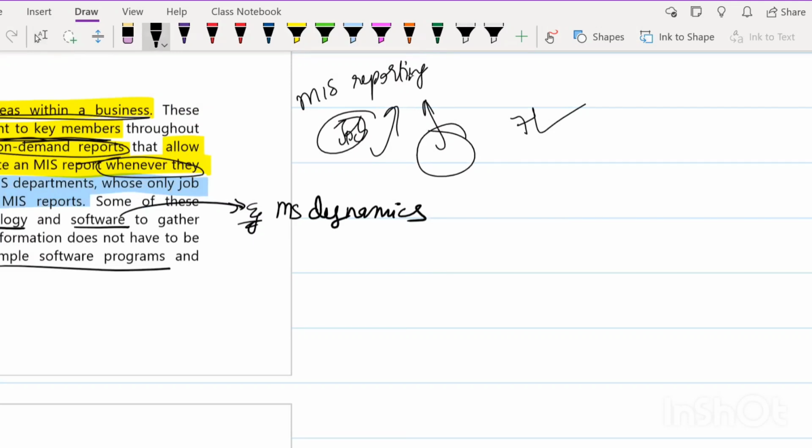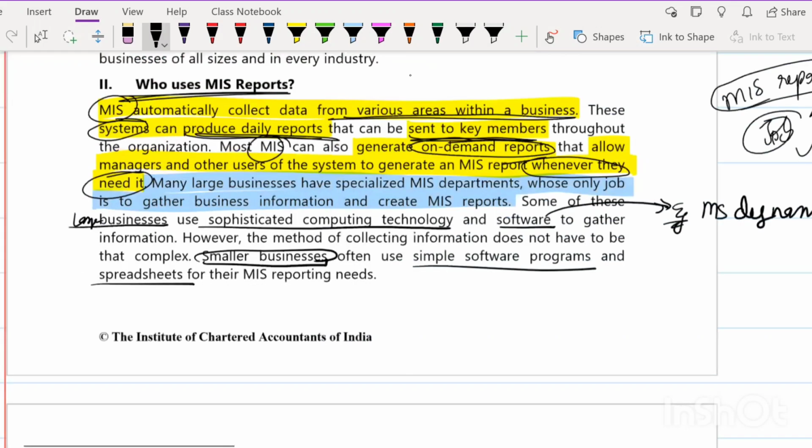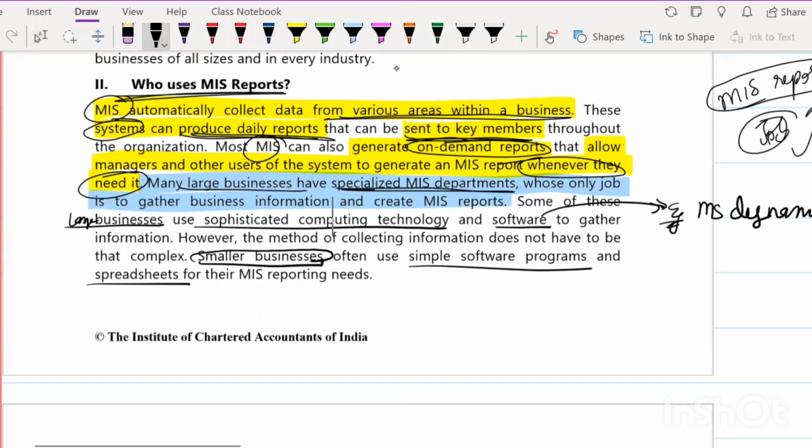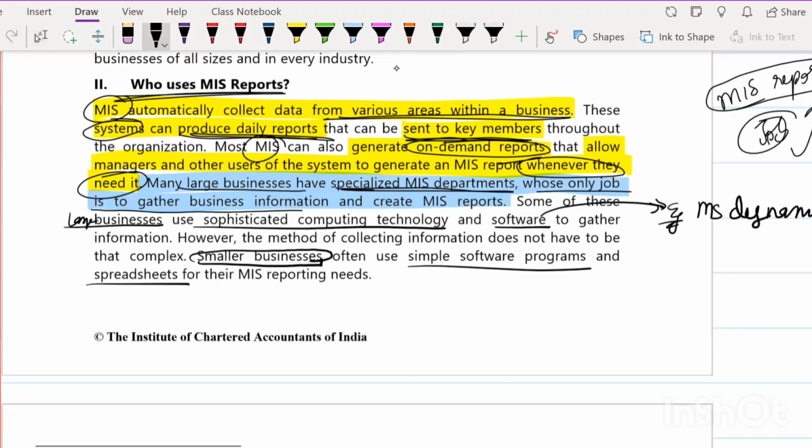This is not the field that CS people specialize in, or might call our forte, but people also go there and do this reporting. They collect whatever information is there in the company, gather it all together and present it in the form of reports to the people who need it. Many large businesses have specialized MIS departments, as I was telling you, whose only job is to gather business information and create MIS reports.